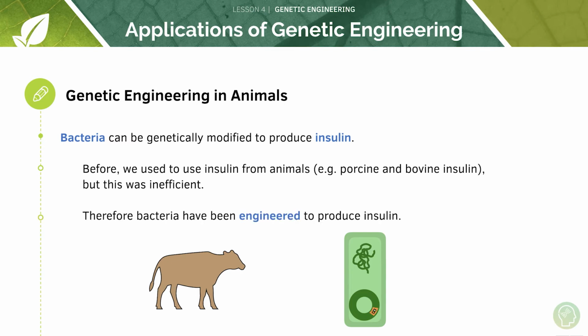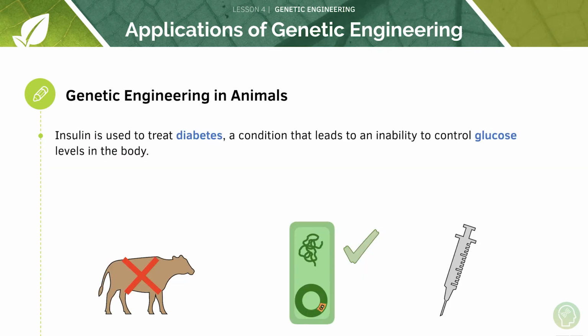Insulin is used to treat diabetes, which is a condition that leads to an inability to control glucose levels in the body. And that's why producing insulin in this way, using insulin-producing bacteria put into a fermenter, is really, really useful because this insulin can be harvested and injected to treat these patients. Okay, so that's why we find using bacteria that have been engineered to produce insulin absolutely amazing.